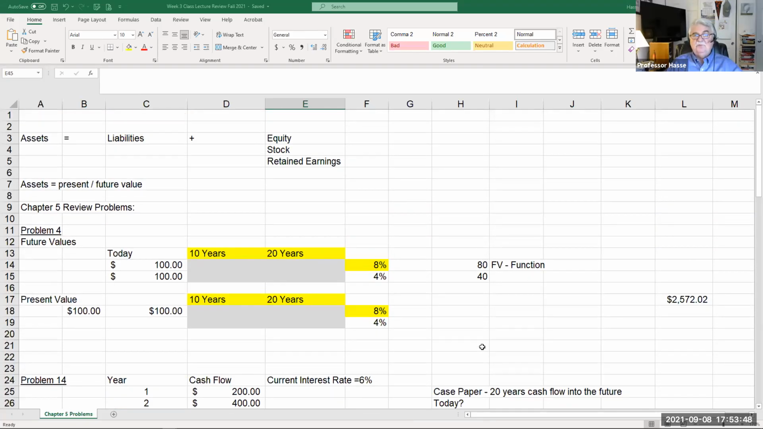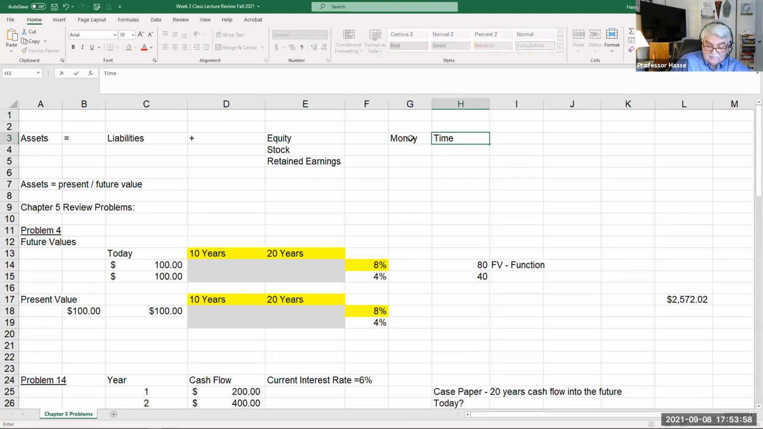There are 3 things that drive the value of money: the money, how much money you have, the time, and the interest. That's what determines the value of money. How much money you're working with? $10 is a lot different than $1 million, naturally.